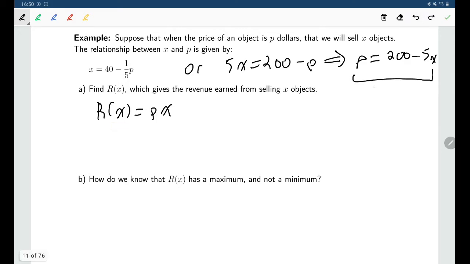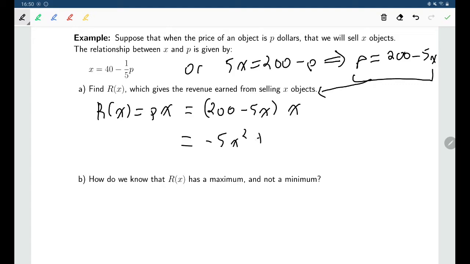But conveniently enough, we happen to already have P, our price, expressed in terms of X. So instead of having it as P times X, I can rewrite this as 200 minus 5X times X. Which, if I were to expand that out, that's negative 5X squared plus 200X. There we go. So there's our revenue equation.